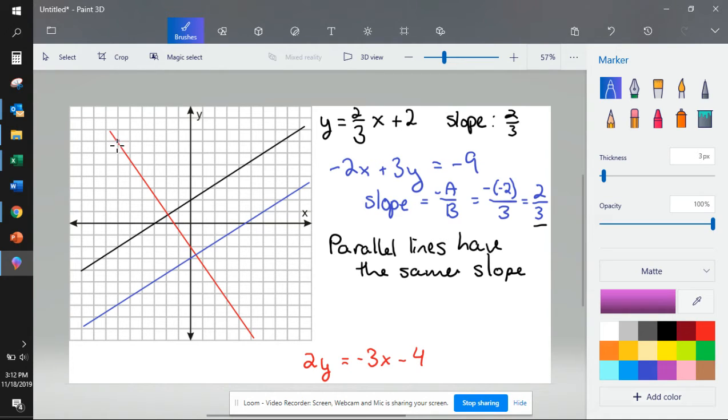On the red line, we can see that if we go down and over, we have a slope of negative 3 over 2. So our slope here is negative 3/2.